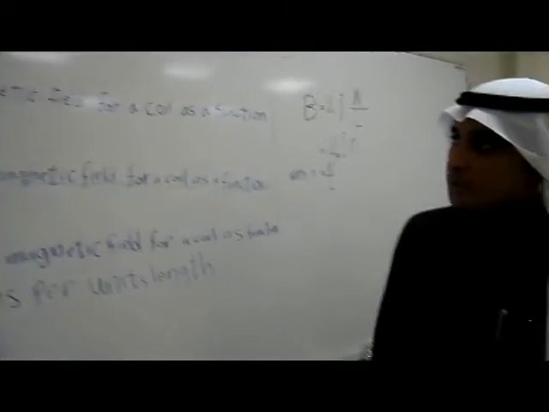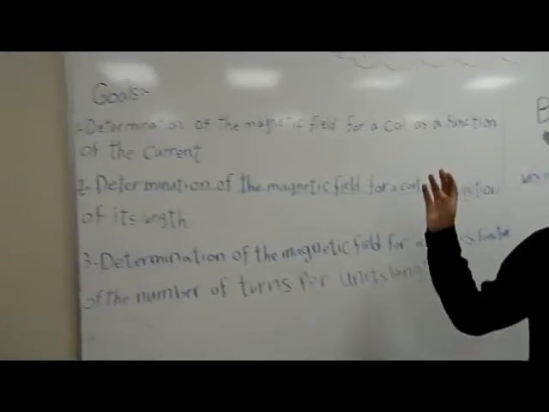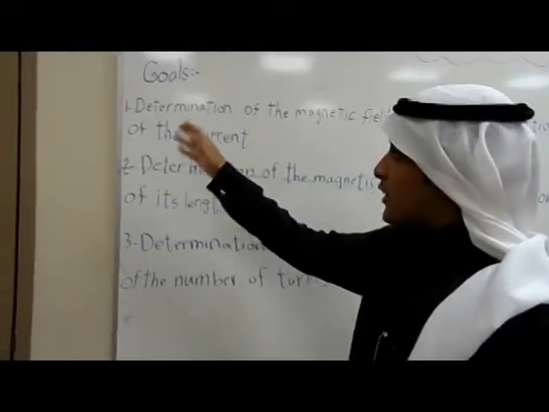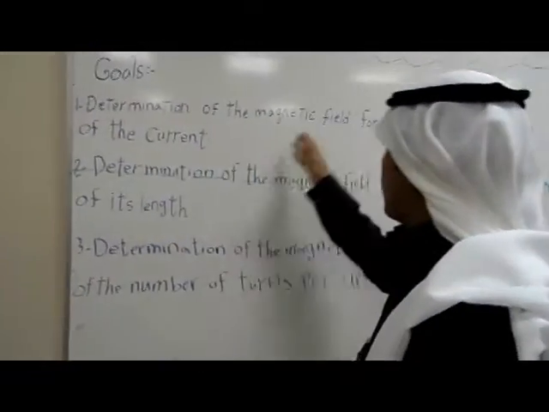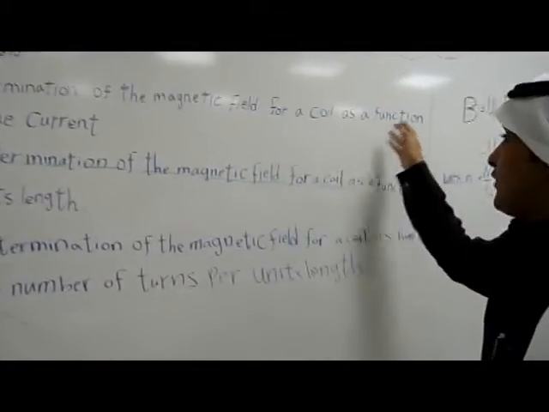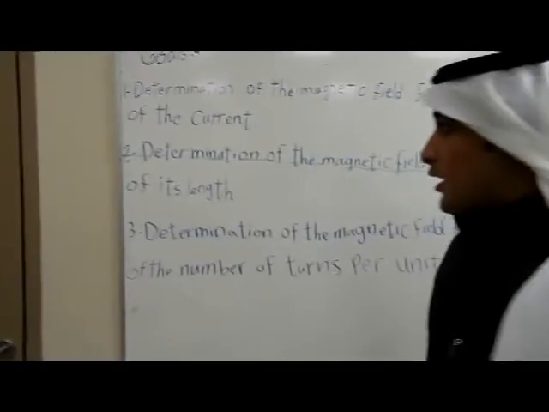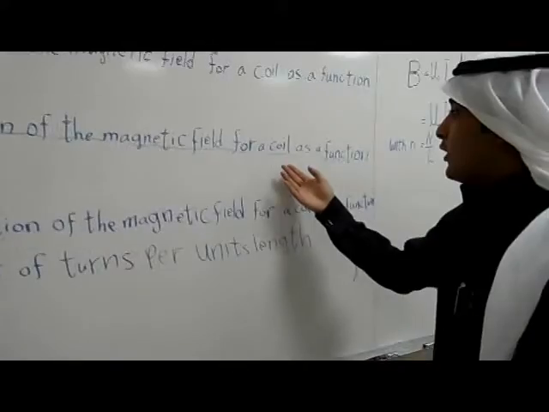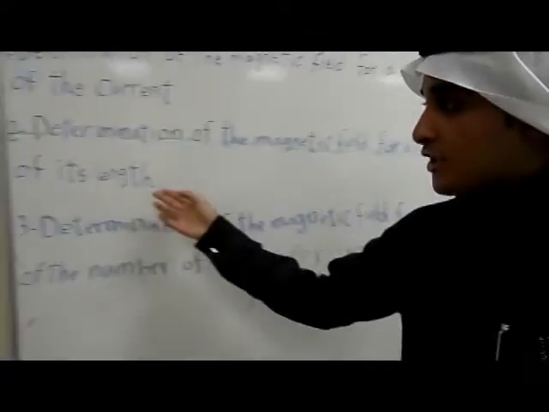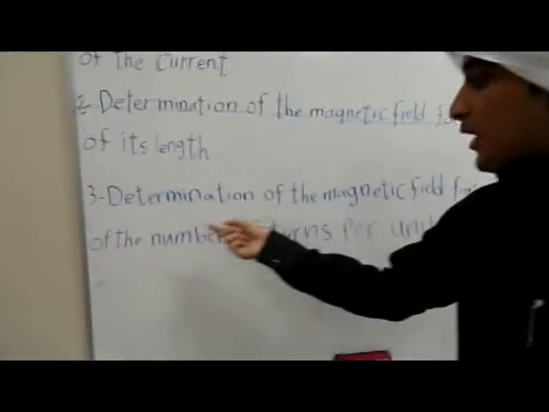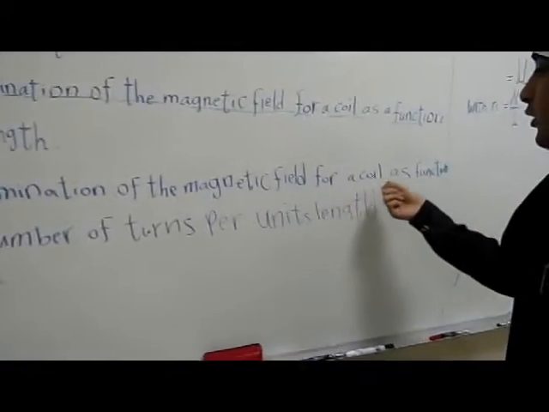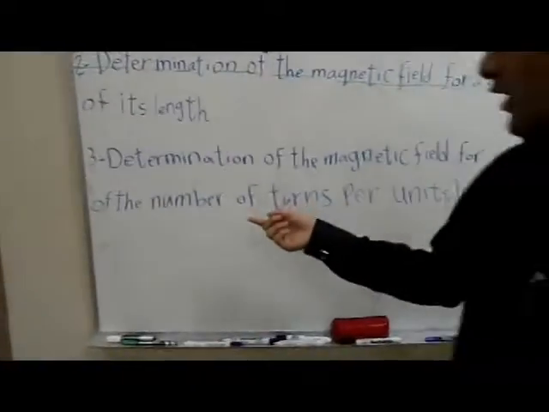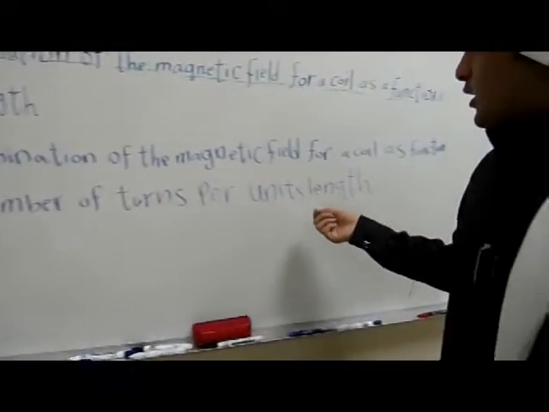Before we do the experiment, we must know its goals. First, determination of the magnetic field for a coil as a function of the current. Second, determination of the magnetic field for a coil as a function of its length. Third, determination of the magnetic field for a coil as a function of the number of turns per unit length.